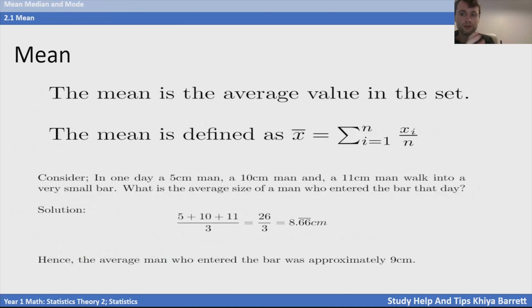Mean. So what is the mean? This is the average value in a set. And here is the definition. So this is the sum of numbers. You add up each number in the set, 1 plus 2 plus 3 plus 4 plus 5, right? You're adding up each number, that's xi. And then you divide it by the number of values in the set. And there's an example down there.